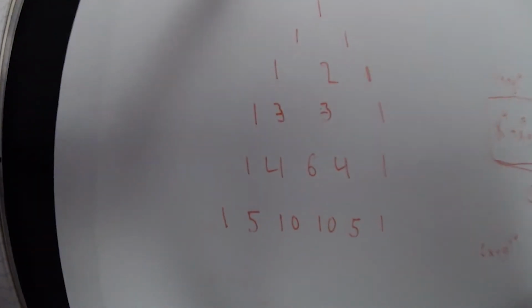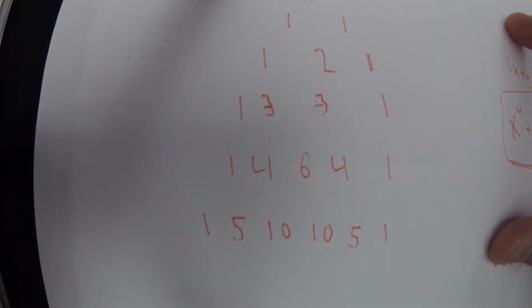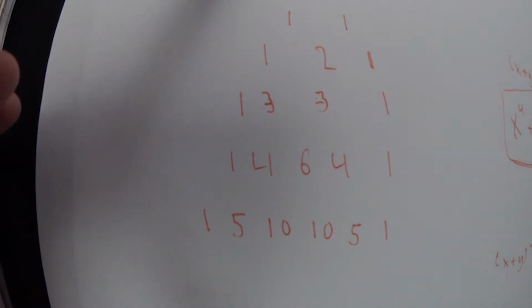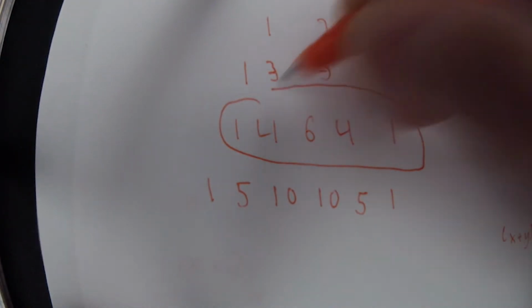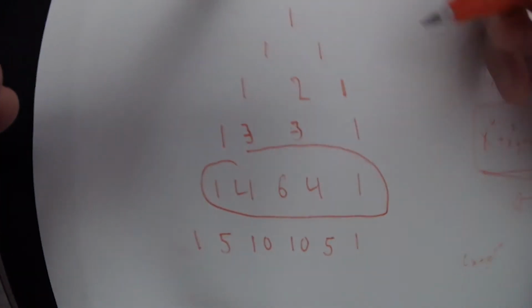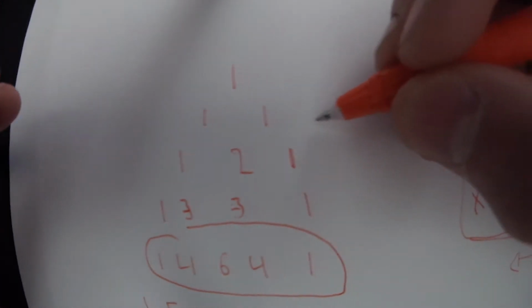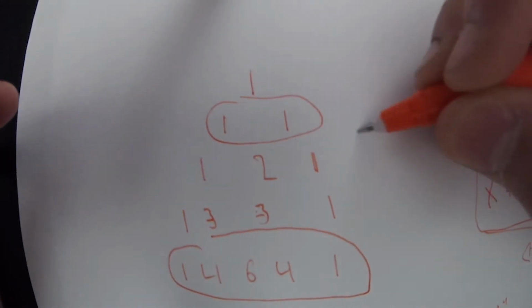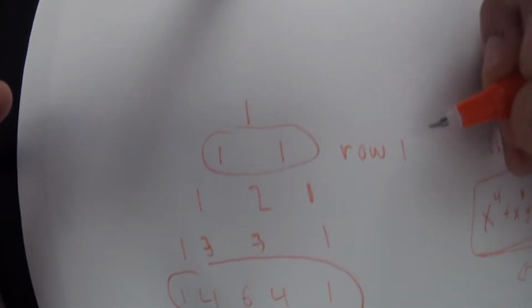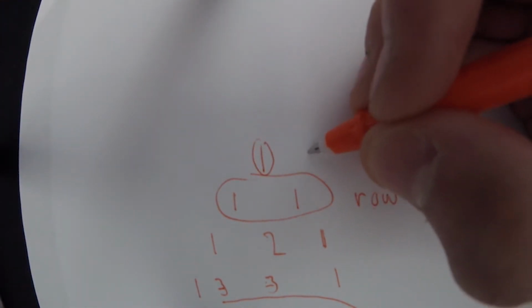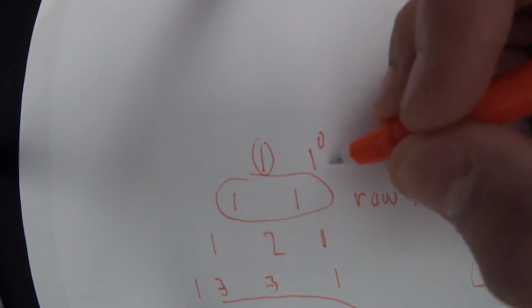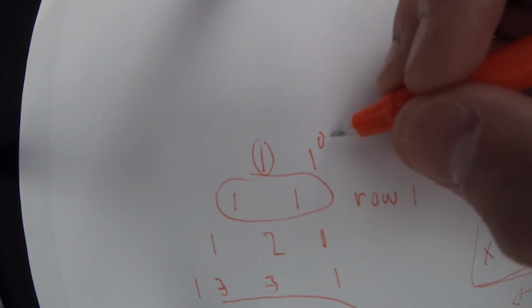If we look at this triangle, you'll understand that this row right here, because it's the fourth power, because this is x plus y to the power of 4, we can look at the fourth row of Pascal's triangle. Now, the rows start from this row right here. This is row number 1. And the reason is that this one right here is just to the power of 0. It's just something, or I think it's 1 to the power of 0.